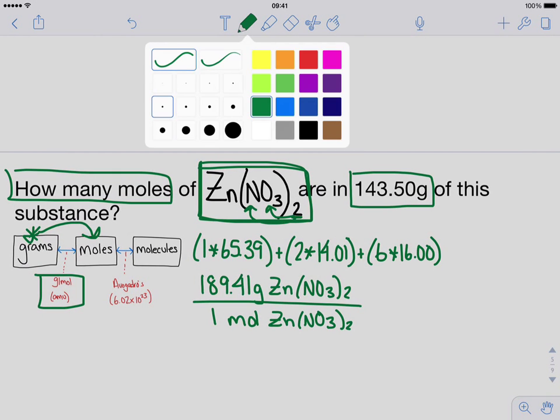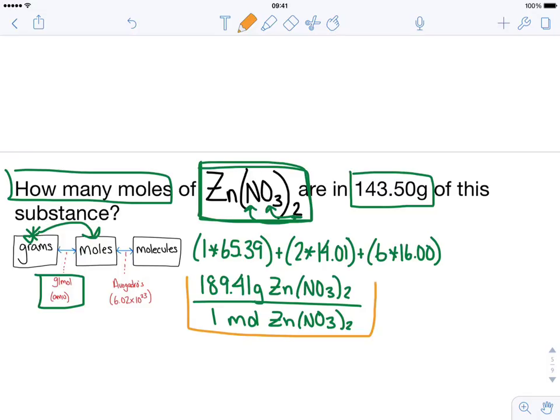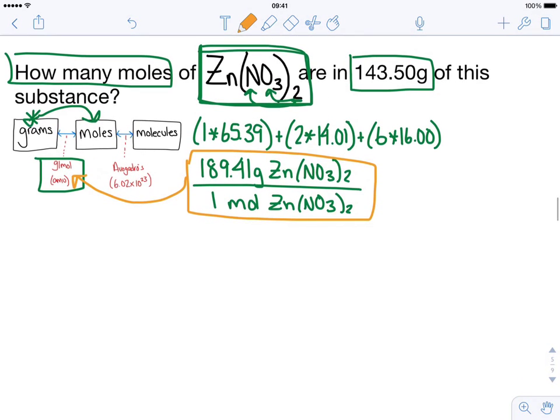Okay, so again, this number right here, this answer, is just giving us this information, which is going to allow us to actually do this calculation. Okay, so now, we're given grams, and we're being asked to find moles. So we're starting off with 143.50 grams. Grams of what? Grams of ZnNO3, and we want to end up with moles.